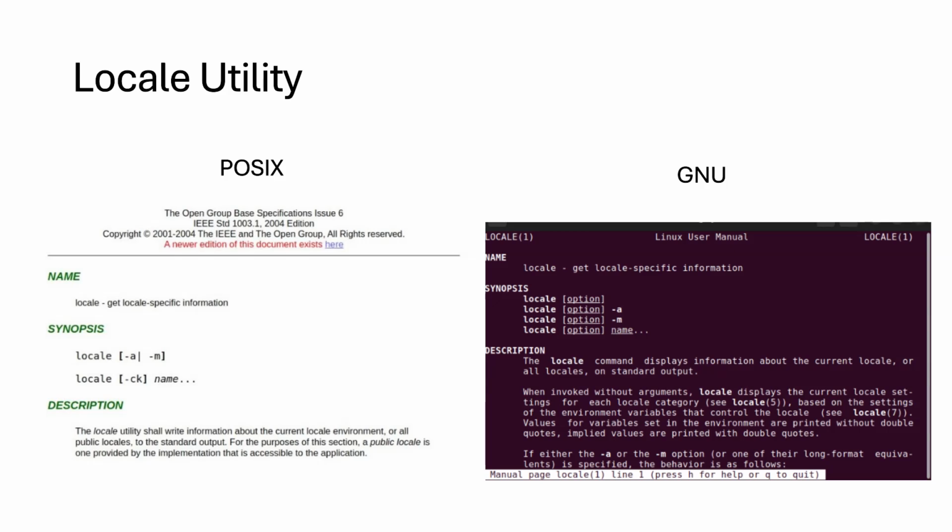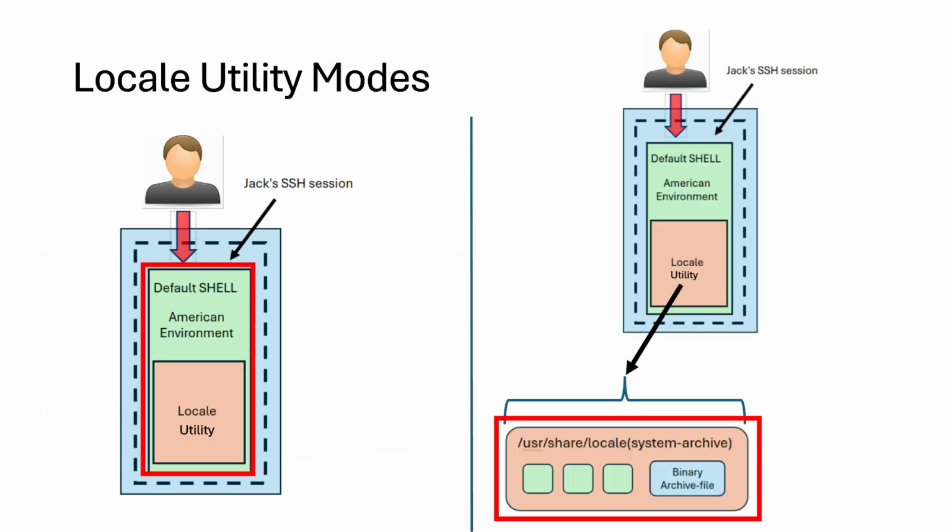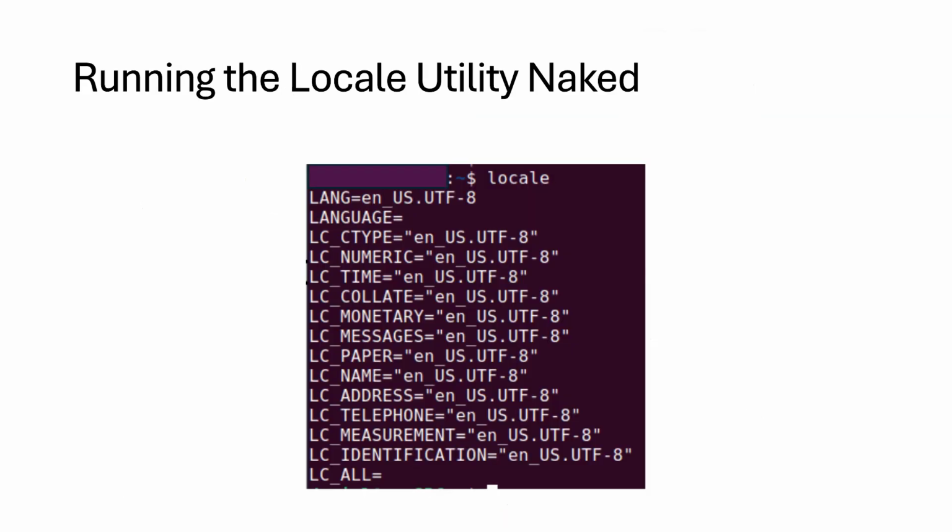Looking at the POSIX standard, and even the slightly more complex GNU man page for it, the locale utility is very simple, with only a few real important parameters. As a generalization, the locale utility operates in two modes, first being to print out information about the locale environment it executes in, and second being to print out information regarding the system-wide locale archive. Let's discuss the first mode. Running the locale utility naked has it print out information on the locale environment, printing all the locale categories and helper variables, such as LC_ALL and LANG.